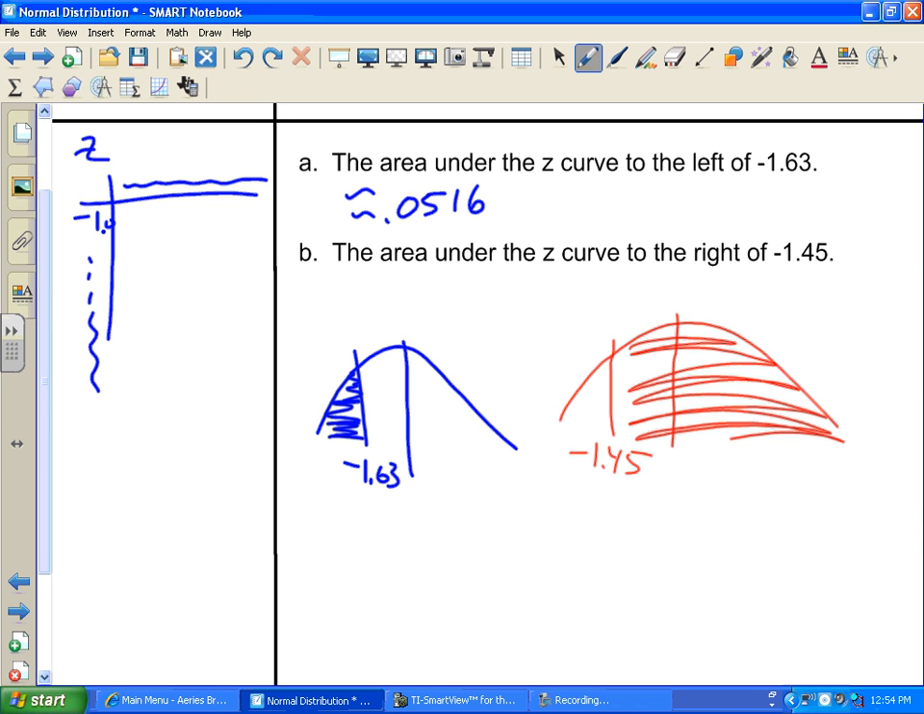What do we know the whole area has to be? 1. If I know the area on the left, can I figure out the area on the right? 1 minus the area on the left. So go ahead and find that probability right now. It's close enough. Minus the negative. All right, you have that probability with 1 minus.